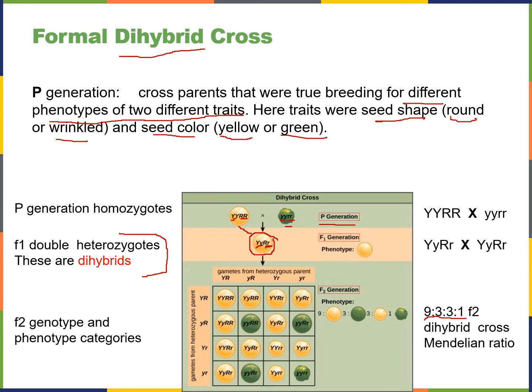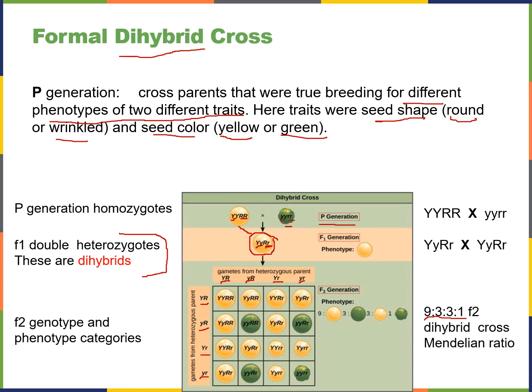So then let's look at the gametes from heterozygous parents. We're making all the possible combinations of gametes that we possibly can. So we're taking big Y, big R; little y, big R; big Y, little r; and little y, little r. And we're breeding that with the same combination of heterozygote gametes here: big Y, big R; little y, big R; big Y, little r; little y, little r.